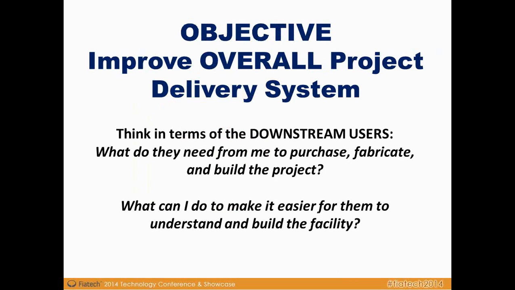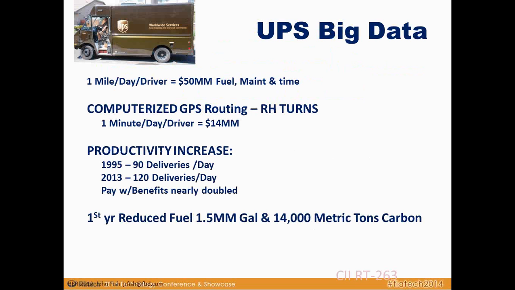And our overall objective is to improve the project delivery system, the overall project delivery system. And you got to think in terms of downstream users. What do they need to build? What do they need to fabricate? What do they need to purchase? What can I do to make it easier for people downstream to do their job? And that's going to be one of our biggest challenges today, to learn the new way of doing things. Okay? Next slide.